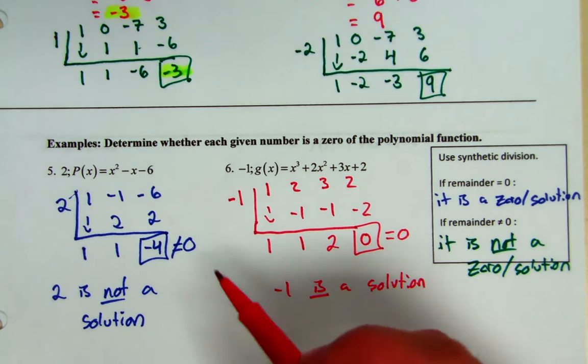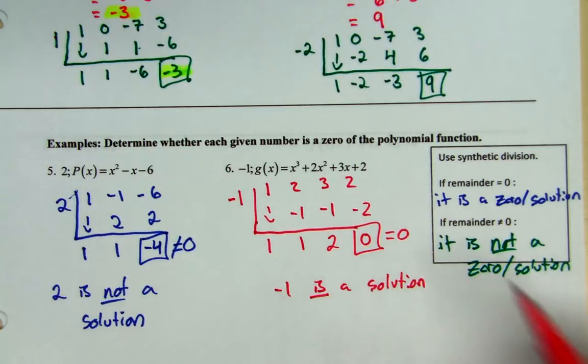So we got one example where the remainder is not 0, and one example where the remainder is 0, so it is a solution.